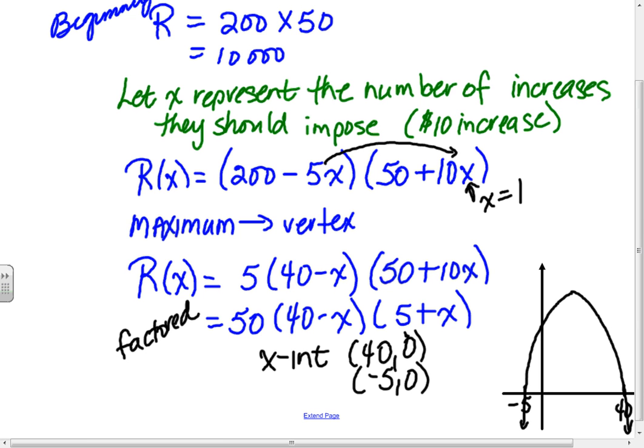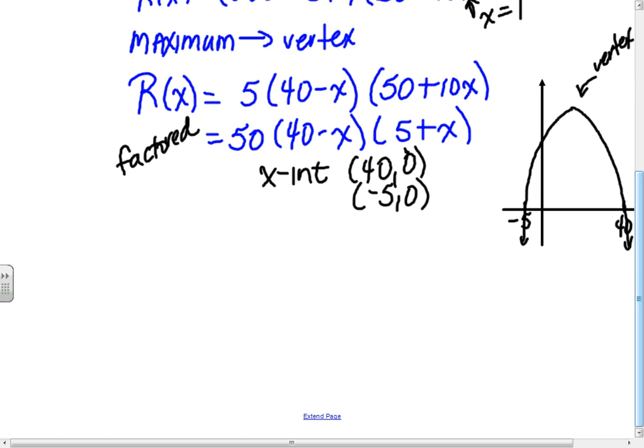And that tells me that my even degree function is opening downwards. So I would like to know what this vertex is. And I have it in the form that easily gives me the x-intercepts. We can go from here. If we know the two x-intercepts, we can find the vertex. The vertex will give me my maximum value, and I can find that by looking in the middle of the two x-intercepts.